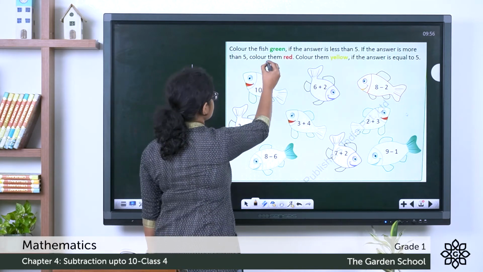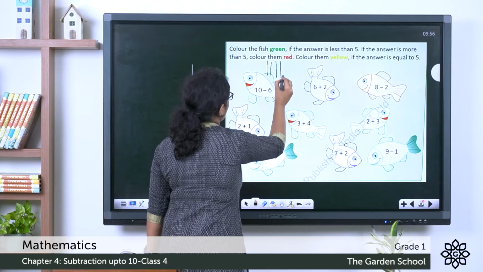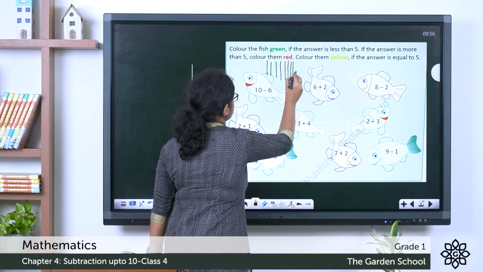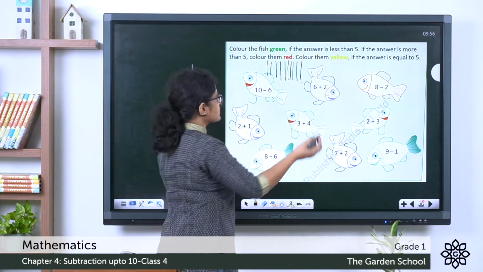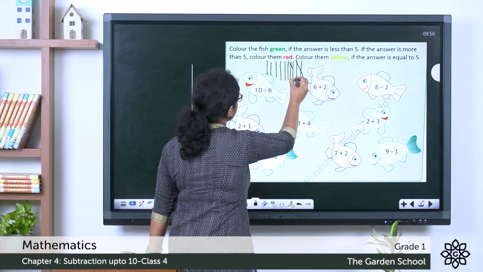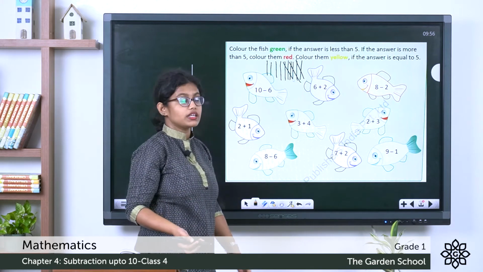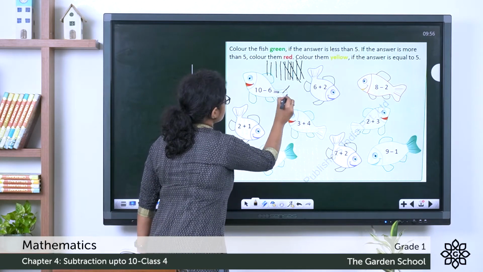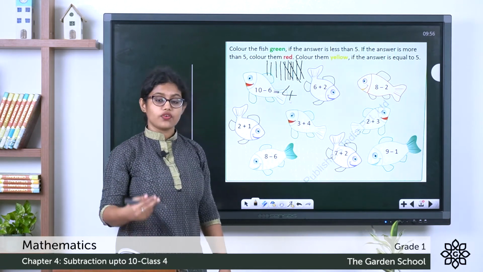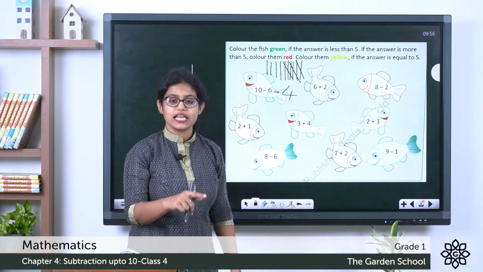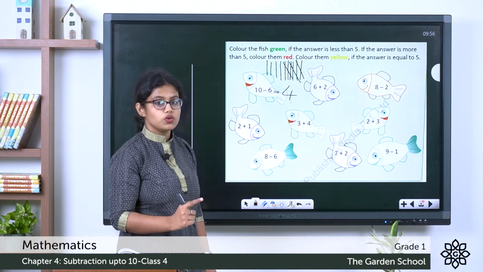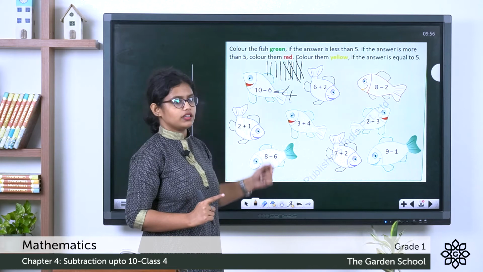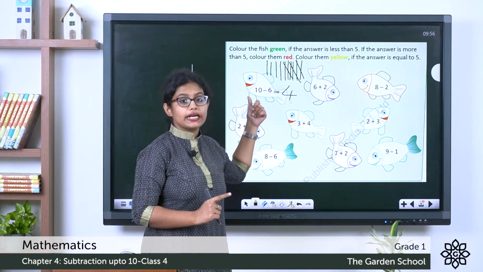You can just draw sticks: 1, 2, 3, 4, 5, 6, 7, 8, 9, 10. And cut 6: 1, 2, 3, 4, 5, 6. So how many remaining? 10 minus 6 equals 4. So tell me, is 4 less than 5 or more than 5? It is less than 5. So you have to color this fish green.